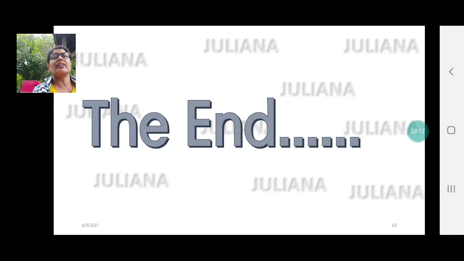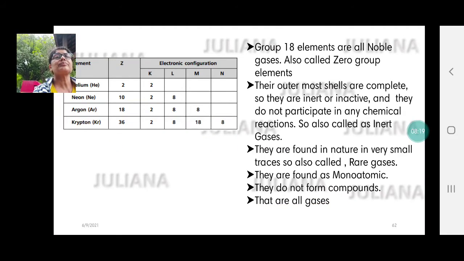So they are the group 18 elements, also called group 0 elements or 8A elements. I won't say group 8, we call it group 18 or 0 group elements.